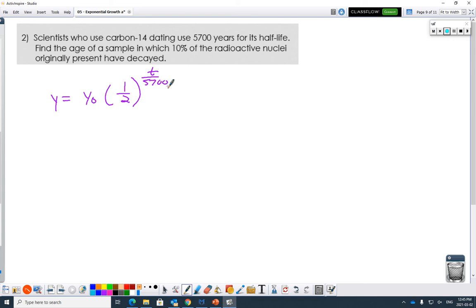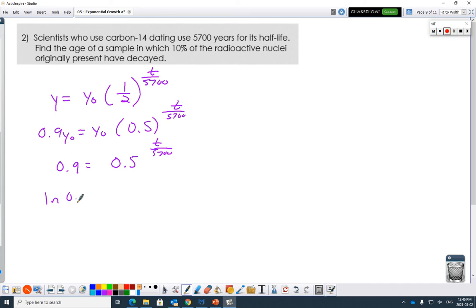And it says, find the age of a sample in which 10% of the nuclei have decayed. 10% has decayed. Now we need clever thinking. What am I going to sub in if 10% has decayed? Oh, good for you. 0.9 y naught equals y naught times 0.5 to the t over 5,700. And that's the order of pizza moment. Once you're there, everything else falls into place. The y naughts cancel: 0.9 equals 0.5 to the t over 5,700.